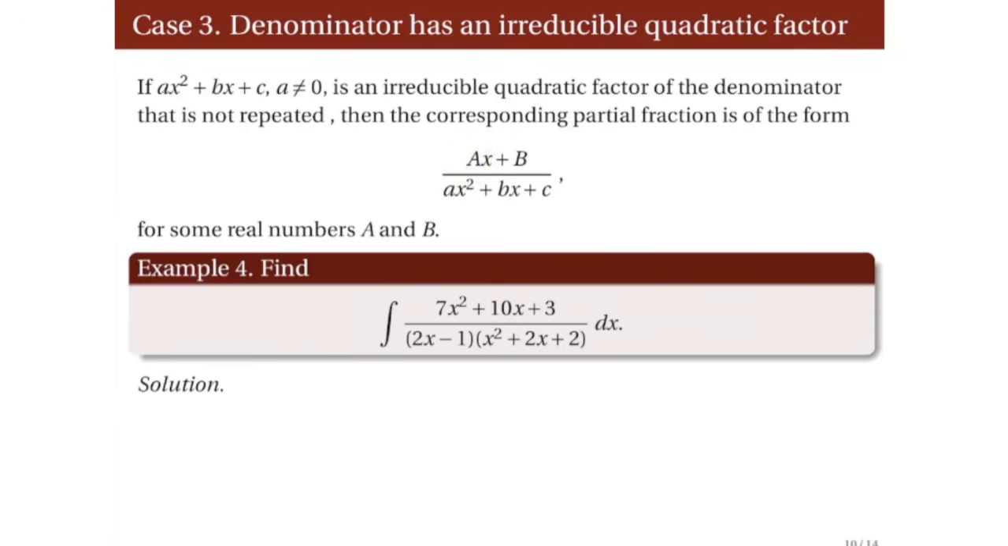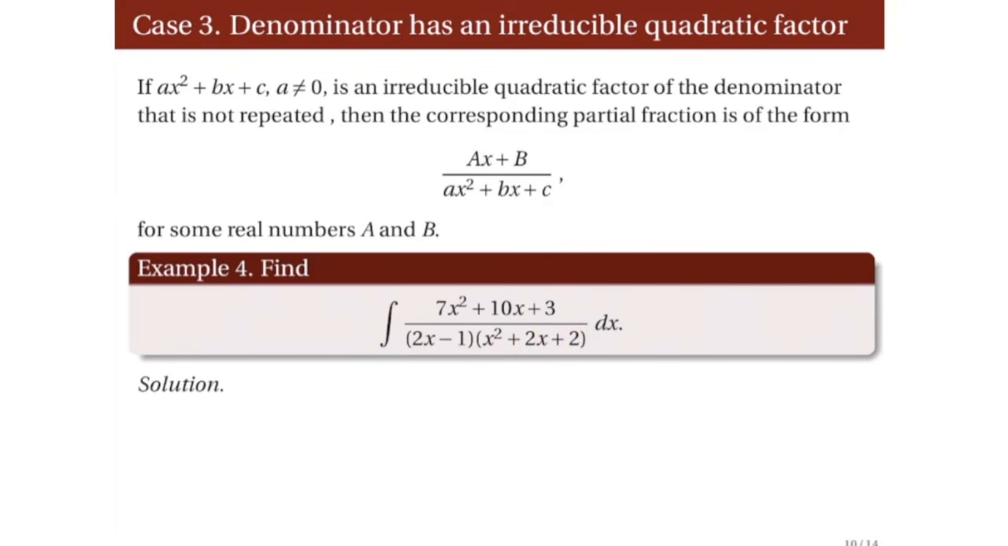So, for example, let's find here an antiderivative for 7x squared plus 10x plus 3 all over 2x minus 1 times x squared plus 2x plus 2 with respect to x. So, naka-factor out na yung denominator natin. Notice, hindi na natin maka-factor out any further yung x squared plus 2x plus 2. Pwede nyong tingnan yung discriminant ng isang quadratic na expression. So, that would be b squared minus 4ac. Kapag nag-negative yung b squared minus 4ac, then hindi mo na siya maka-factor out any further to linear factors. So, yung b squared minus 4ac natin dito is 4 minus 4 times 1 times 2. So, 4 minus 8 is negative.